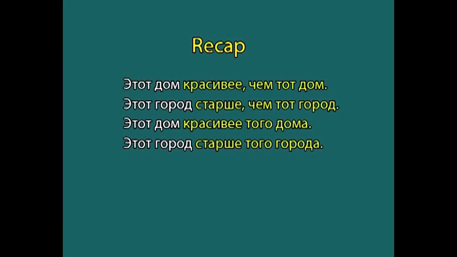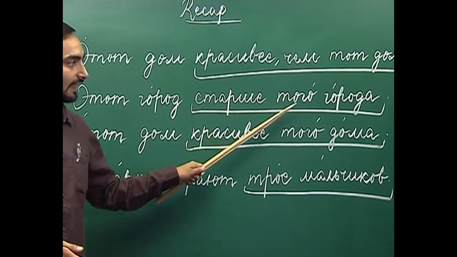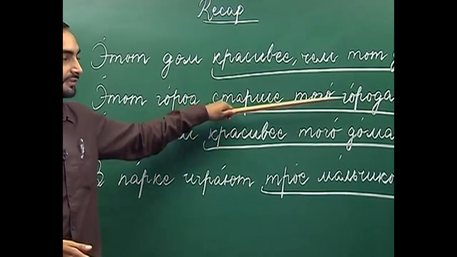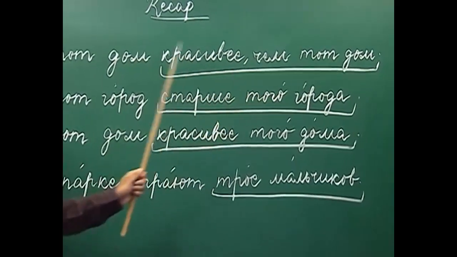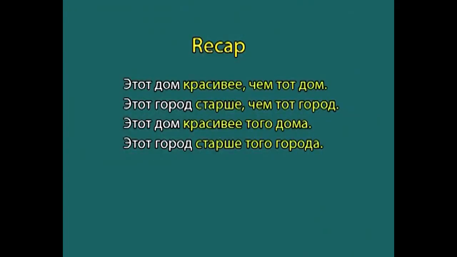The other example I have written here, again with the genitive case of the noun, этот город старше того города. This city is older than that city. So, here again I have used the genitive case of the noun with which this noun is being compared. So, this is about the use of the comparative degree.